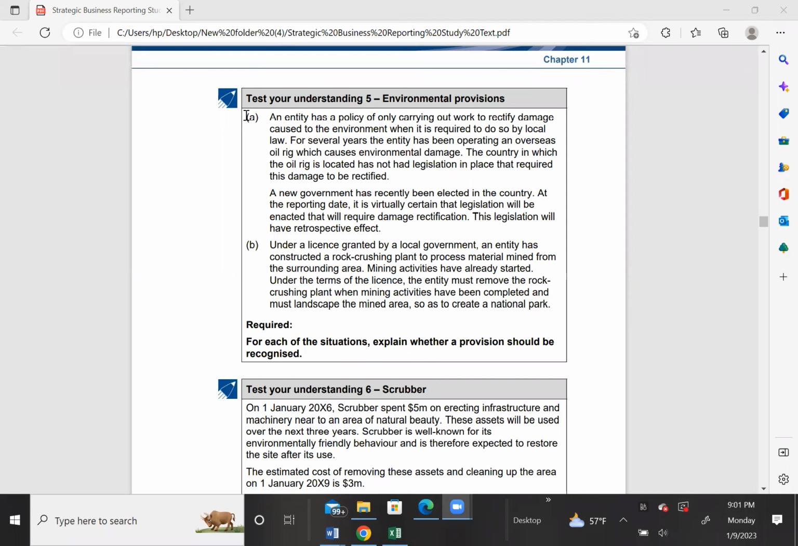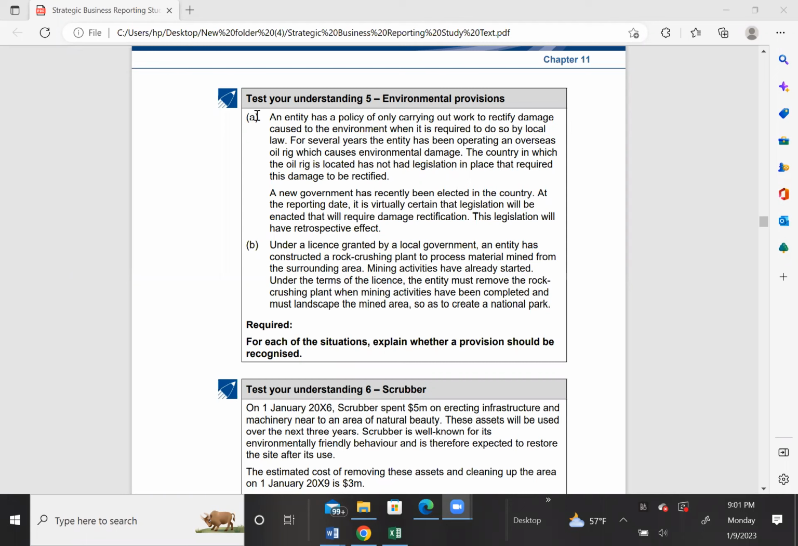That entity should recognize a provision for environmental damages on the basis that it is virtually certain that the new government will pass the legislation, which requires them to rectify the damage with retrospective effect. What do you think? Yes or no?